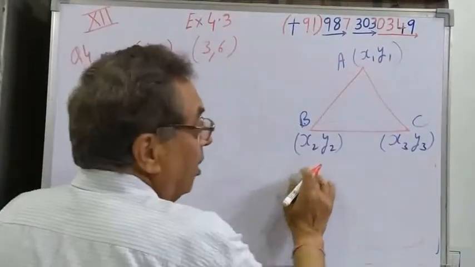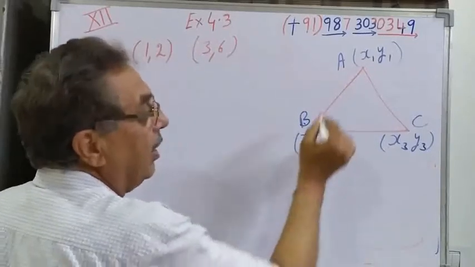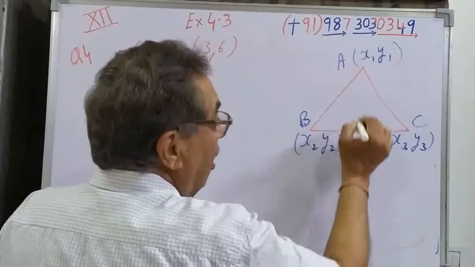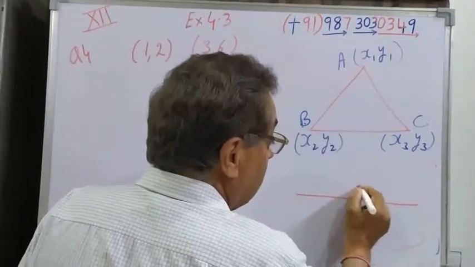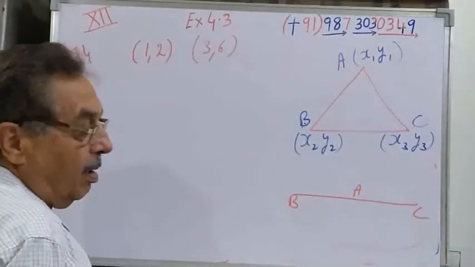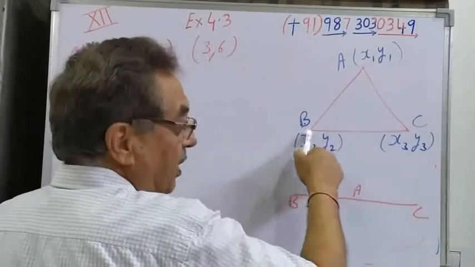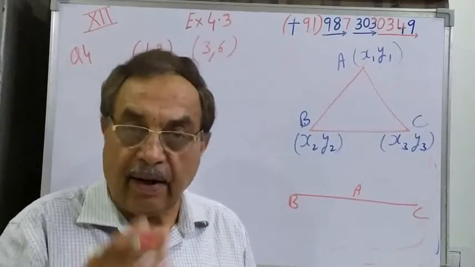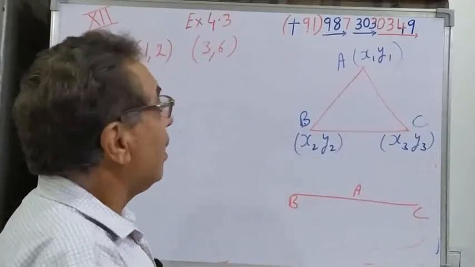We know that in the case of a line, instead of this triangle, if I bring this A onto BC, it becomes a straight line. A comes here, and this is B and this is C. Now what is the area of this triangle ABC? When A, B, C are collinear and it is a straight line, then the area of the triangle would be 0. So this concept we will be using.